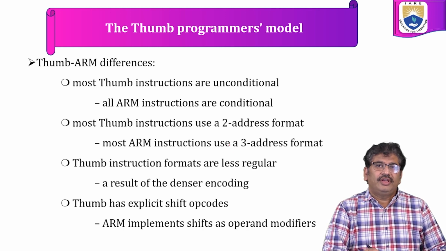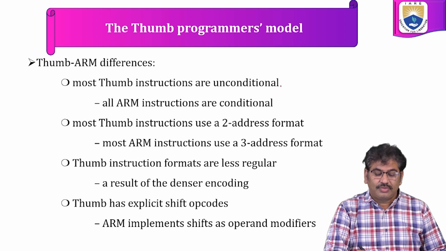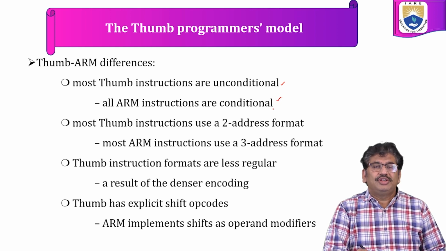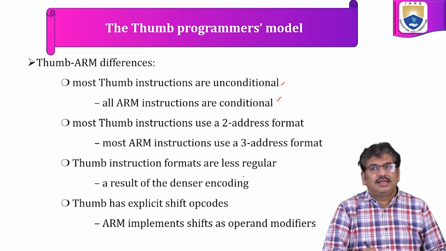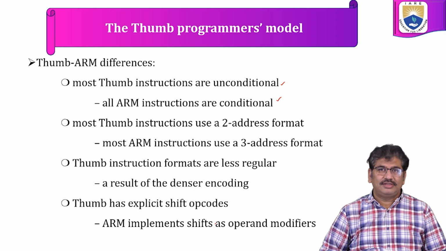The differences between Thumb and ARM are: most Thumb instructions are unconditional, whereas all ARM instructions are conditional. Most Thumb instructions use a two-address format, whereas most ARM instructions use the three-address format. For passing arguments, we have to pass 3 operands for ARM instructions, whereas for Thumb instructions we pass 2 operands. Thumb instruction formats are less regular as a result of dents in the encoding. Thumb has explicit shift opcodes, whereas ARM implements shifts as operand modifiers using the barrel shifter.